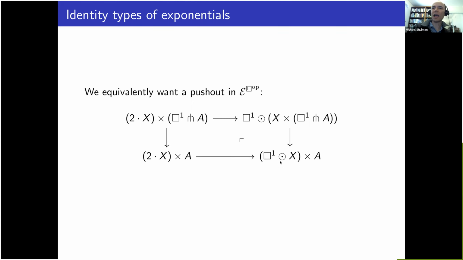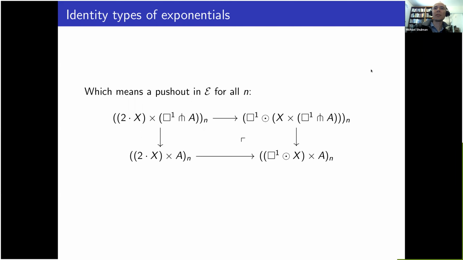And now I'm seeing some cylinders here. And so I can hope to be able to use my magical formula. But in order to do that, I've got to evaluate at n. So I'm going to take the n cubes in each of these things. And because pushouts are level-wise in a presheaf category, what I'm going to do is use my formulas for how to evaluate n cubes in all of these pieces.